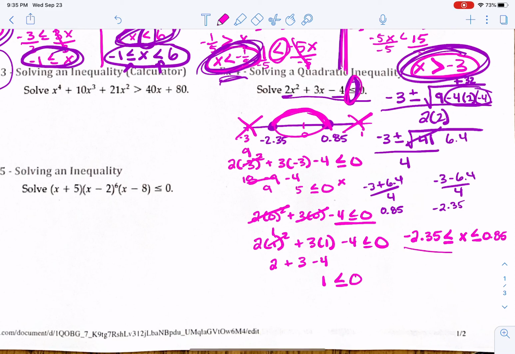Okay? When it's a quadratic, I always put it on a number line just to check to make sure that I'm shading the right region, because it could very well go the opposite direction and then I wouldn't know for sure. So I always check to make sure.